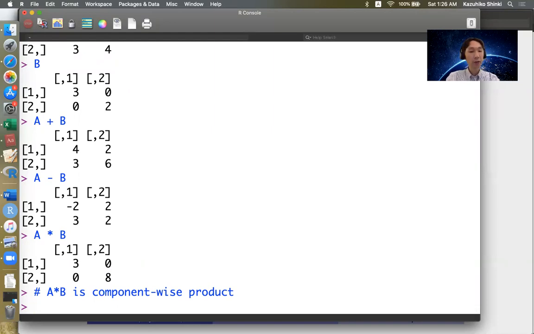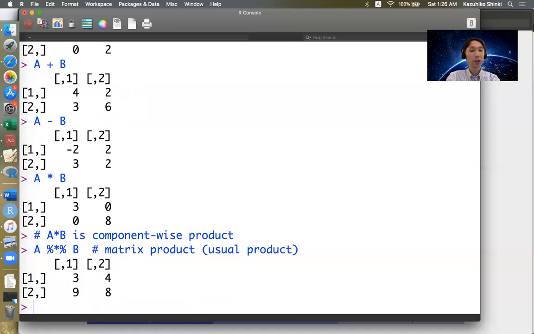So how to do the matrix product? The usual product is a little bit complicated. A percent times percent B. So this is the symbol for matrix multiplication in R. So this is the usual matrix product. If I don't say anything, matrix product means this product. So this is 3, 4, 8, 1.